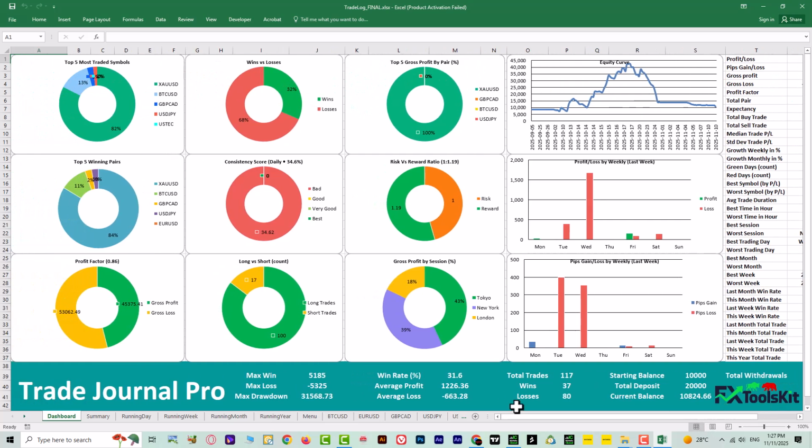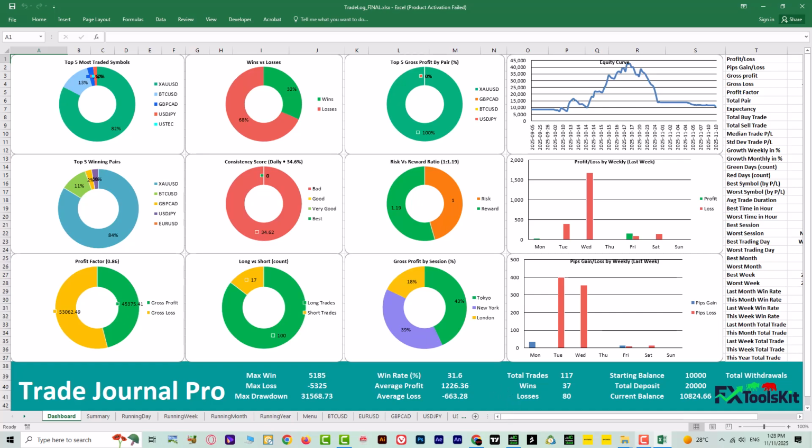Here you can see more information based on your trades, which are maximum win, maximum loss, maximum drawdown, win rate, average profit, average loss, total trades, total wins, total losses, starting balance, total deposit, current balance, and total withdrawals.